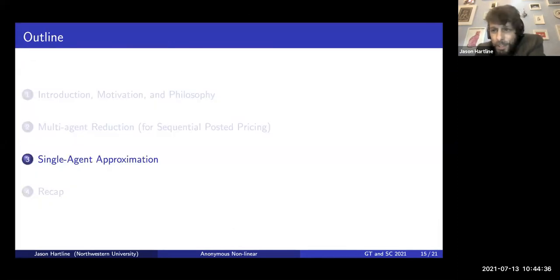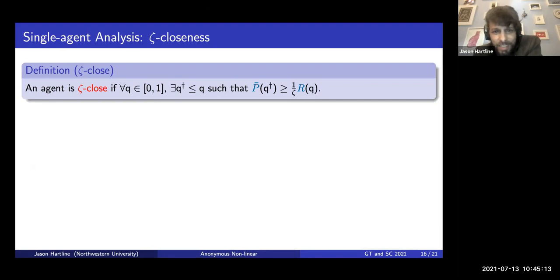Great. So I showed you how to do the reduction, and I now need to instantiate the reduction. I need to show you that this zeta closeness property holds for interesting nonlinear agent problems. And I want to point out that this is a single agent question. Given a single nonlinear agent, can I show that the ex-ante revenue curve and the price posting, the per unit pricing revenue curve satisfy the zeta closeness definition? Let me remind you what that definition is. It says that I can find smaller ex-ante allocation probabilities such that the concave hull of the price posting revenue curve is at least a zeta approximation to the revenue curve.